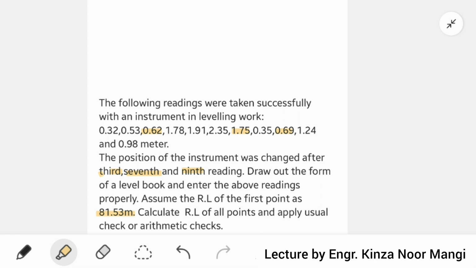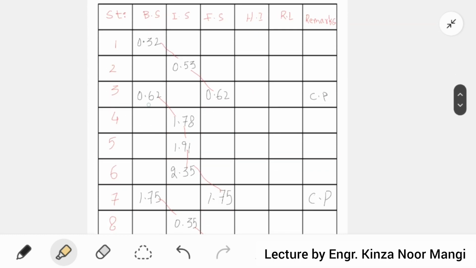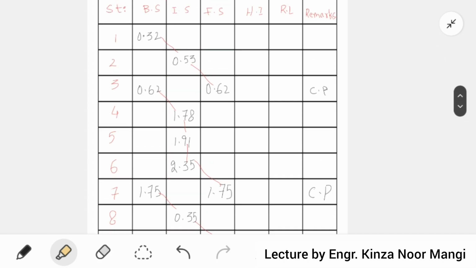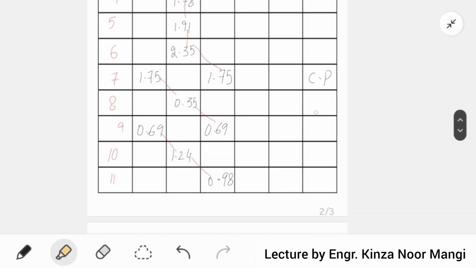That's why wherever we change the instrument's position, at that point the backside and foreside are the same. That's why I have mentioned 0.62 for both backside and foreside at the 3rd. Then again at the 7th, 1.75 and 1.75, and at the 9th point where the position of the instrument was changed, 0.69 and 0.69 for both backside and foreside. And in remarks I have mentioned CP as a change point for the 3rd, 7th and also for the 9th. CP, change point.